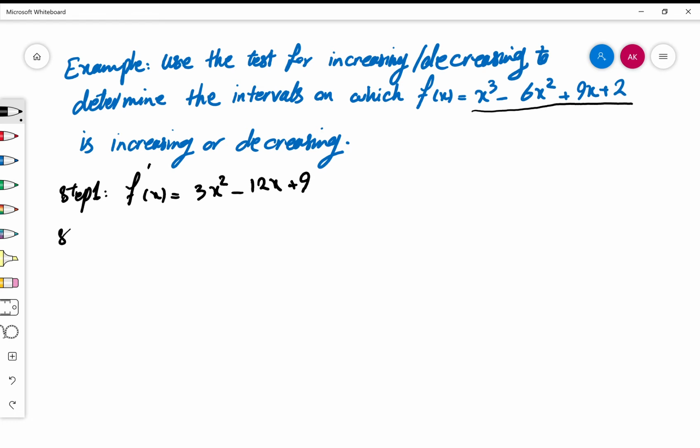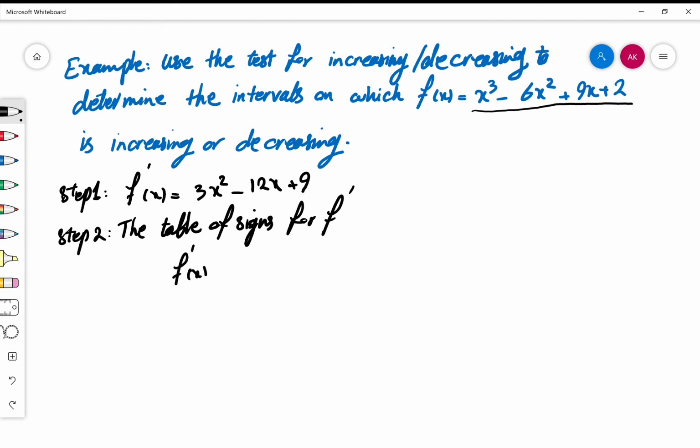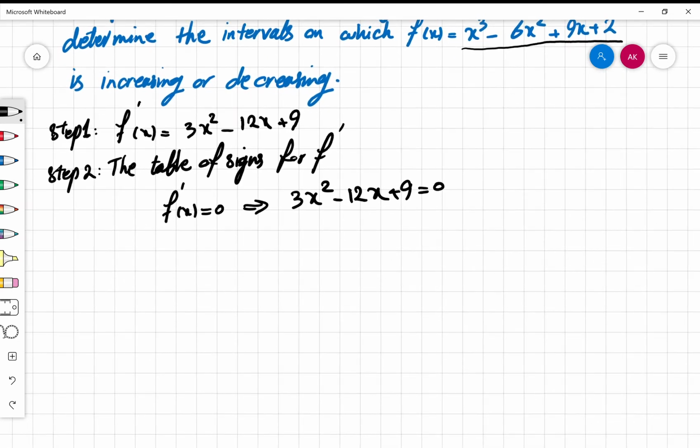Then step 2, the sign table for the derivative. For that we need to set where the derivative is 0. Well, 3x squared minus 12x plus 9 is equal to 0. We have to solve it.